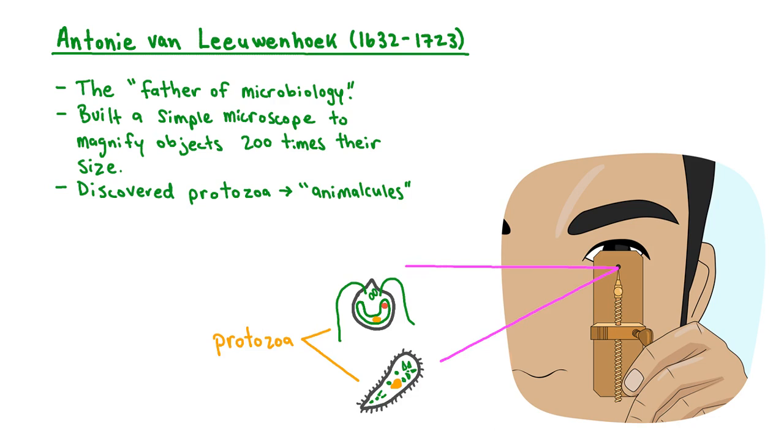This allowed him to make many important observations, including the discovery of freshwater protozoa, which he called animalcules. He also produced the first written description of bacteria by observing plaque scraped from his own teeth. He published most of his findings in letters to the Royal Society of London.